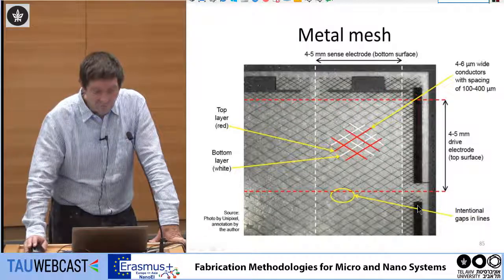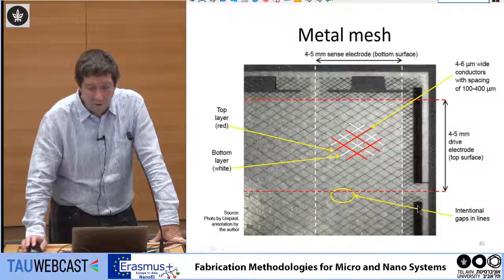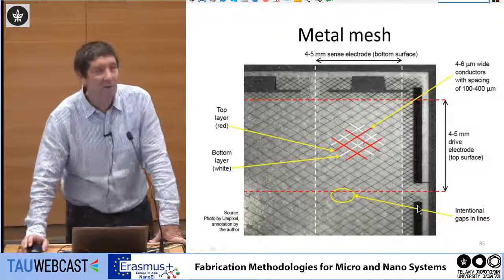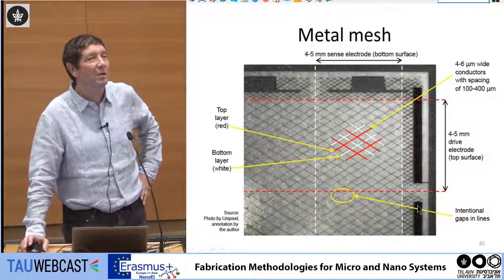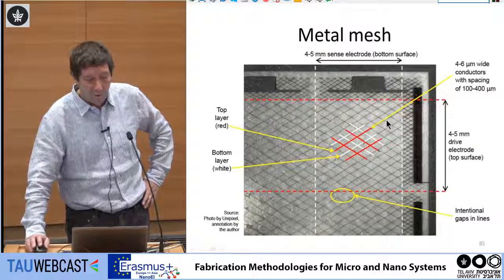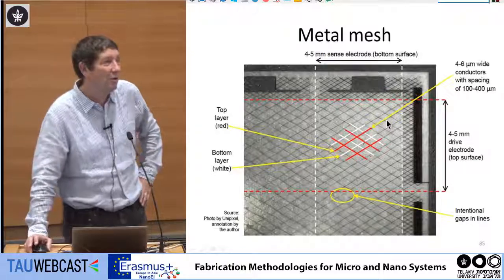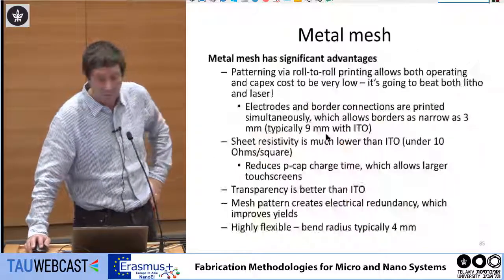And this specific one, it's 4 to 6 micron wide conductors with spacing about 100 to 400 microns. So less than 1% of the surface is covered with metal. And the advantage of this technology is that you can actually make it on very large areas.